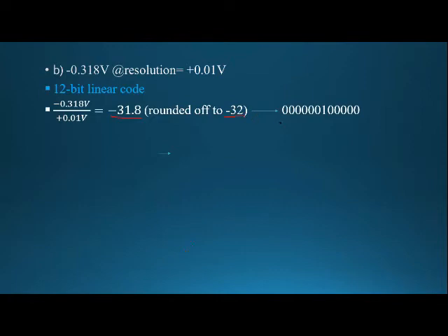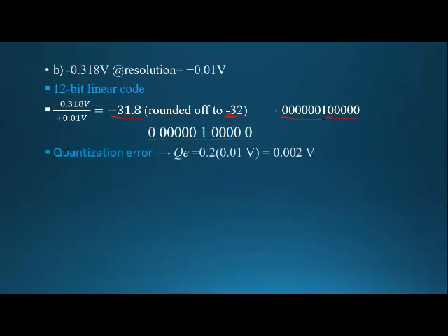Then express it as a 12-bit binary code. Since we have a negative here, the sign bit is assigned as 0. Then 32 is 1, 0, 0, 0, 0, 0. So that would be the binary code of negative 32. And we have the quantization error: the sampled voltage minus the rounded-off, or quantized, voltage. We have 0.2, then multiply it by its resolution, 0.01 volts. We have a quantization error of 0.02 volts.